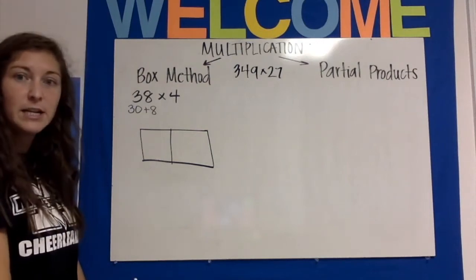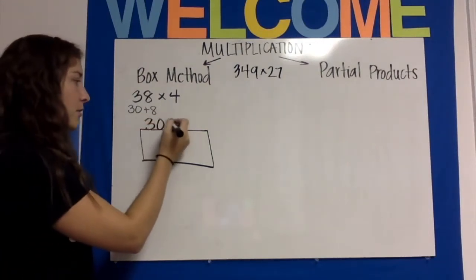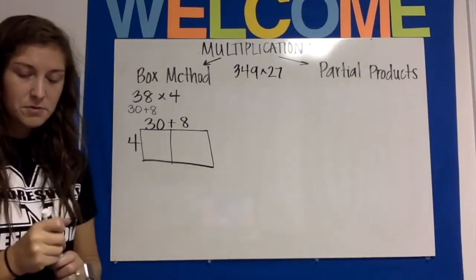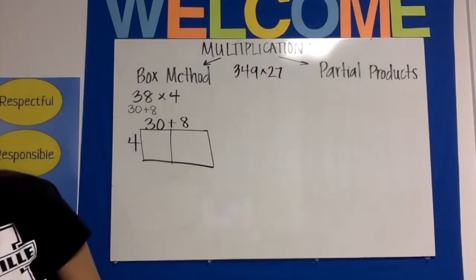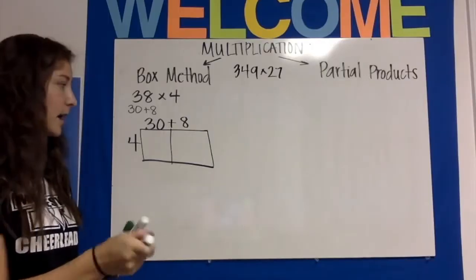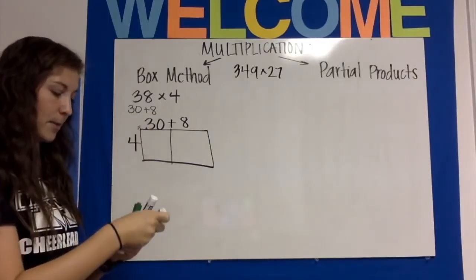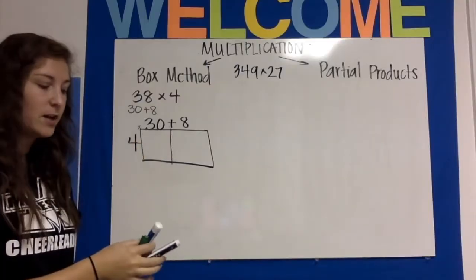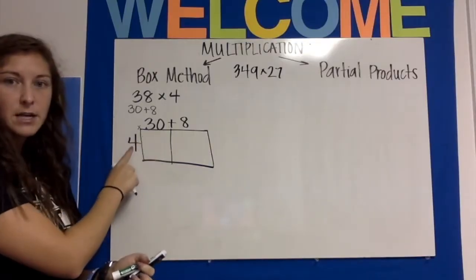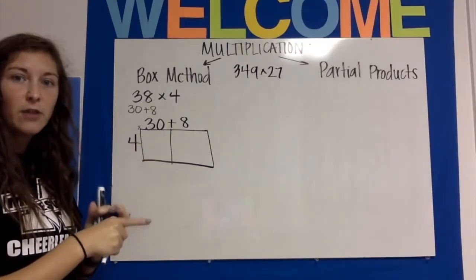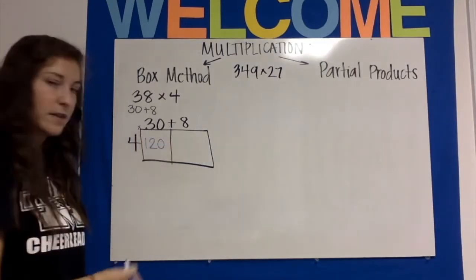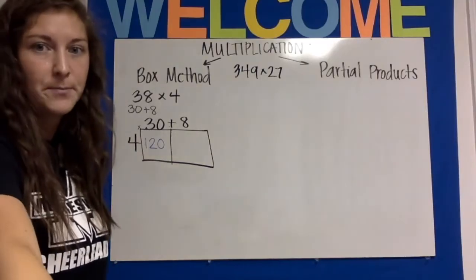So for this one, I'm only going to need 2 boxes. I can put my 30 plus 8 up here, and then my 4 over here. So now I have my first thing that I need to multiply, which is 30 times 4. So anytime I go to multiply a number that has a 0 at the end of it, what I focus on is what the 3 times 4 is. And I know that 3 times 4 is 12. And then all I have to do is bring that 0 down, so I get 120.